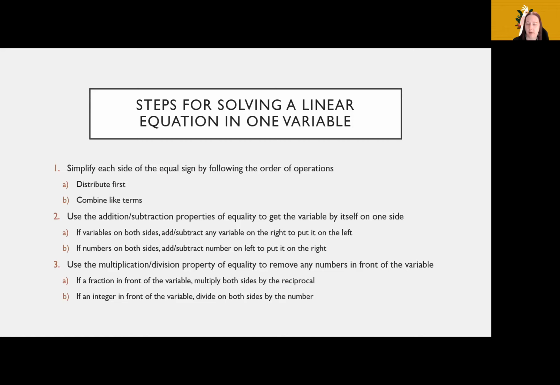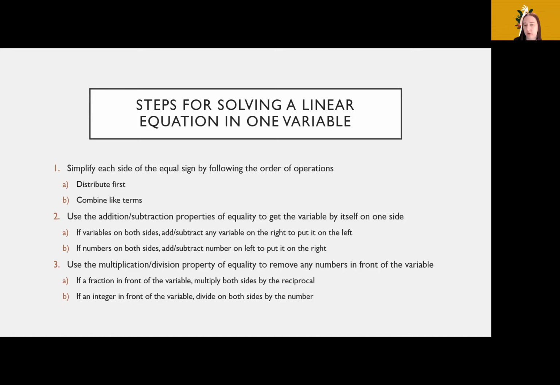The first step is you need to simplify both sides of the equation. So simplify the left side of the equal sign and then the right side, and you follow the order of operations. If there's anything that you need to distribute, you do that, and then you combine any like terms. That will either get you down to a variable plus a number, or just a number, or just a variable, but you're not going to have more than two terms on either side.